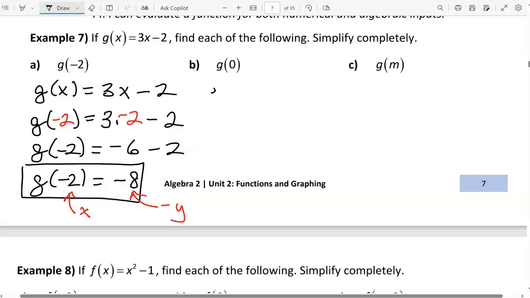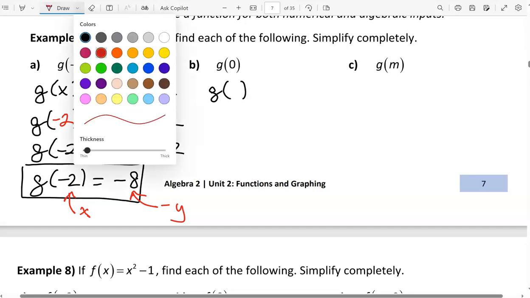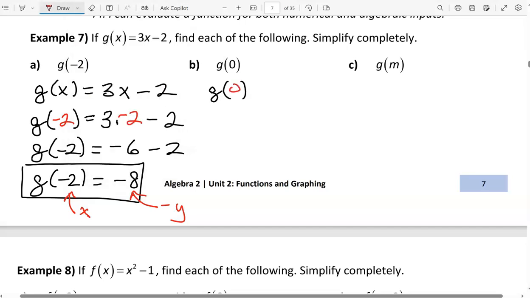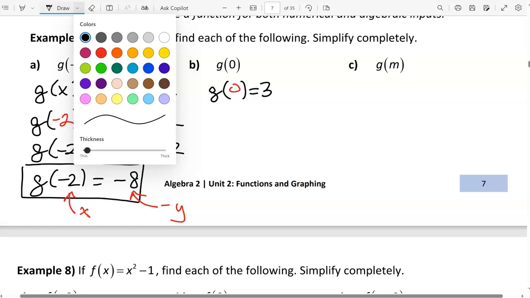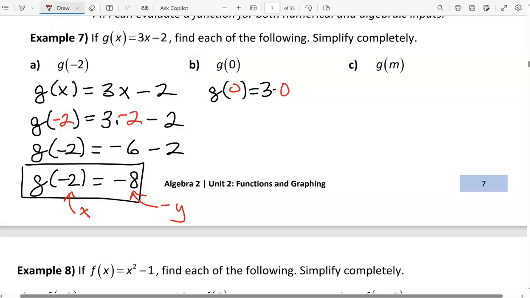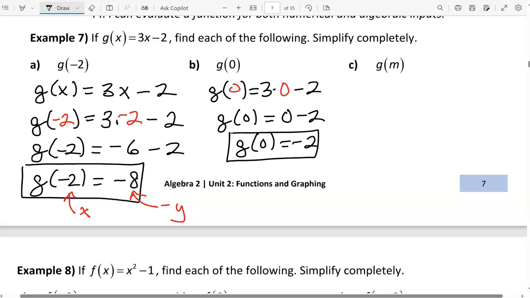In the next example, we were asked to find g of 0. So 0 is a replacement for x, and on the right side of the equation, we're going to replace the x value there with 0 as well. Same equation, g of x equals 3x minus 2, so g of 0 equals 3 times 0 minus 2. So g of 0 is equal to 0 minus 2, or g of 0 is equal to negative 2. Again, what this means is when x is equal to 0, y is equal to negative 2. This is actually just a little bit more descriptive than using plain y equals notation.